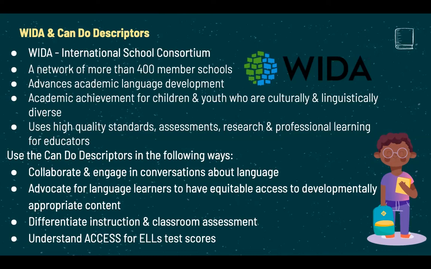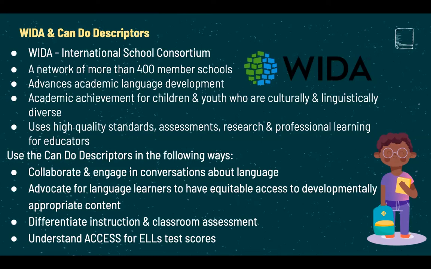And as we talk about differentiation, it helps us to differentiate instruction and classroom assessment. Also, can-do descriptors can be understood as an access for ELL test scores, and these descriptors are downloadable for free from the organization called VIDA. If you just Google, and then later we can also send the link to you. The can-do descriptors are designed to help classroom teachers understand what their students at different levels of English proficiency should be able to do in regular content area classrooms.